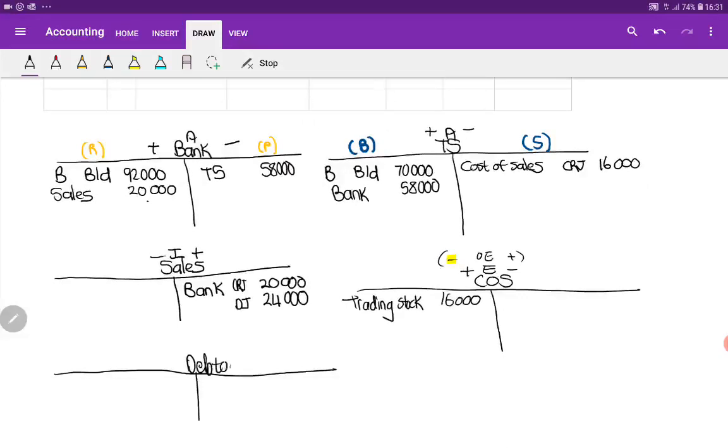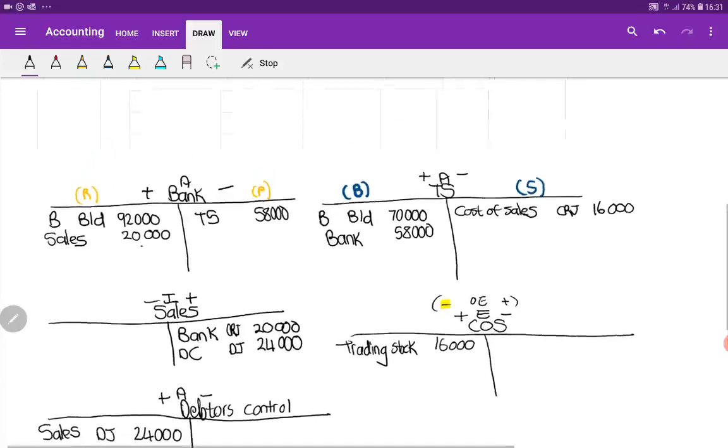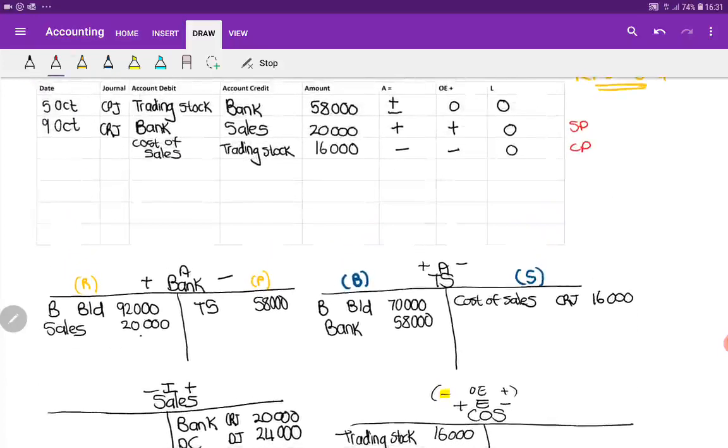So we will need to open up debtors control. This is an asset, plus minus. So my details is going to be debtors control, and debtors control is going to be debited. Why? Because we sold goods on credit. So this will be recorded in our debtors journal. To show the selling price, again, we need to show the selling price and we need to show the cost. To show the selling price, account debited, debtors control.